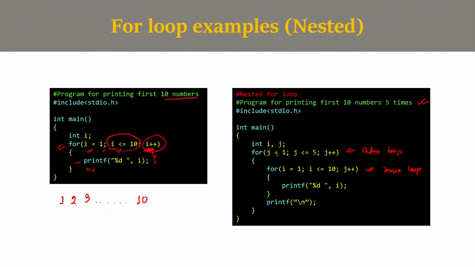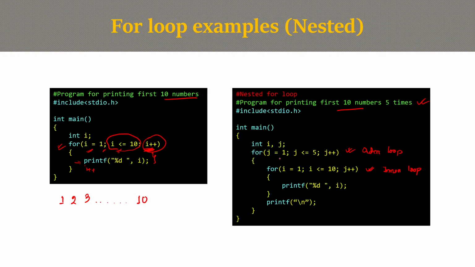So our outer loop is initialized as j equals to 1, j less than or equals to 5, and j plus plus. Then in our inner loop, we want to print the first 10 numbers, so our inner loop will continue to print 1 to 10. It will run 10 times, from 1 to 10. And our outer loop will run 5 times, since we want to print the first 10 numbers 5 times. So let us see how this is happening.